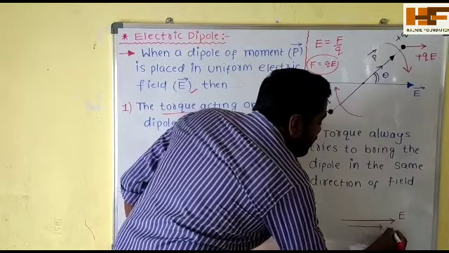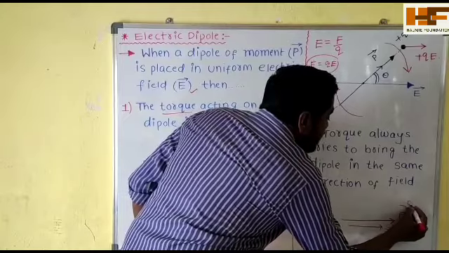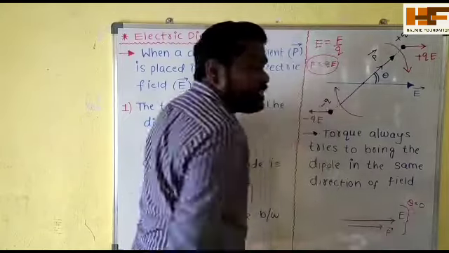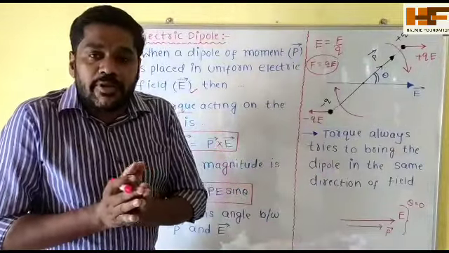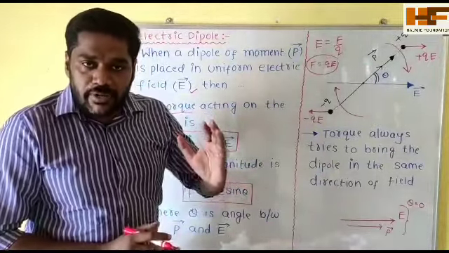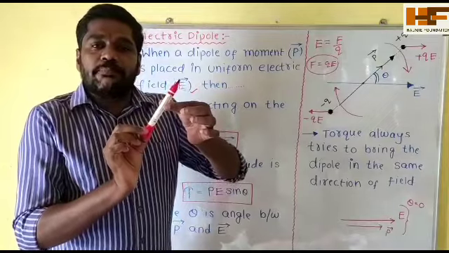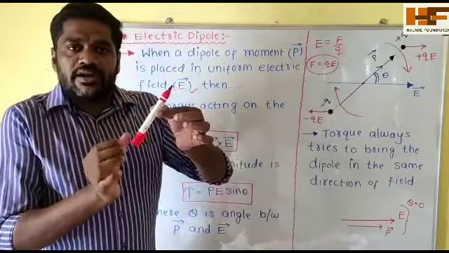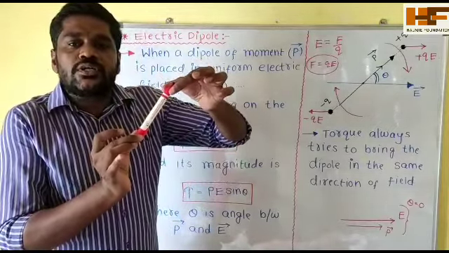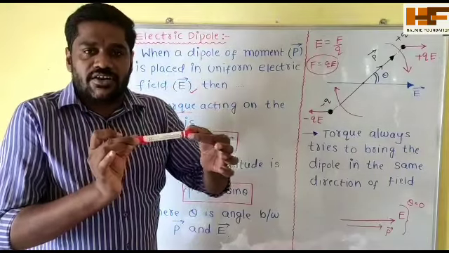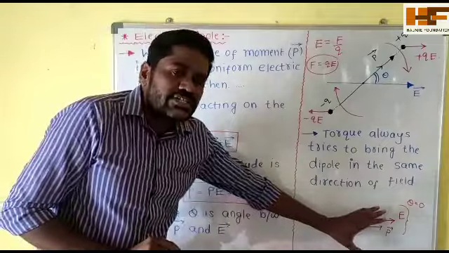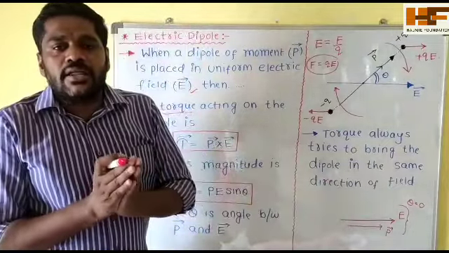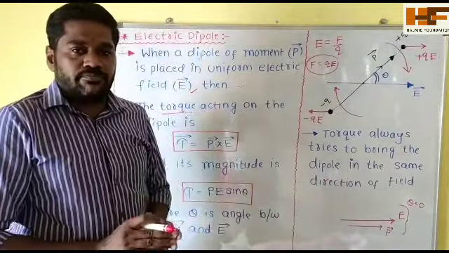That is what I am taking as P bar. Now you can say theta is equal to 0. This theta equal to 0 condition is called what? Stable equilibrium condition. What is the stable equilibrium condition? When a dipole is placed in a uniform electric field, it comes to the same direction of the electric field after some time, then theta becomes 0. Such a condition is called the stable equilibrium condition.